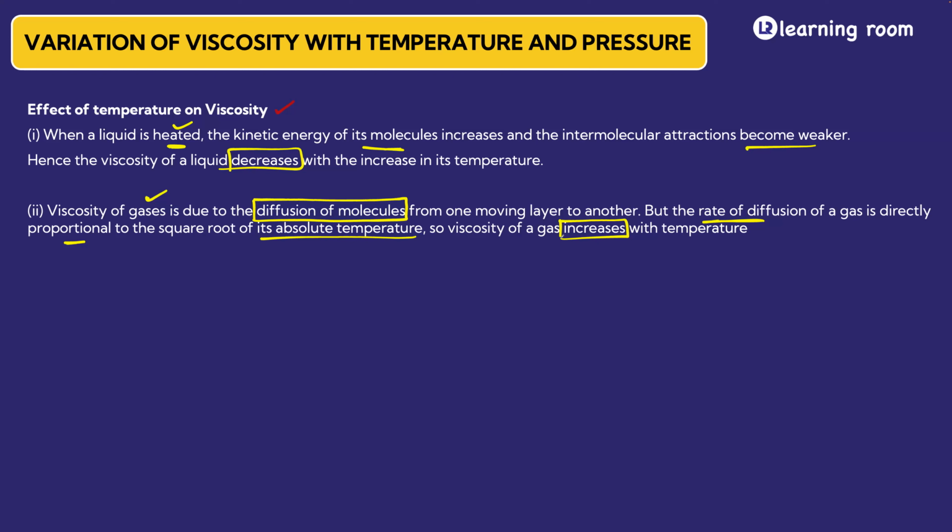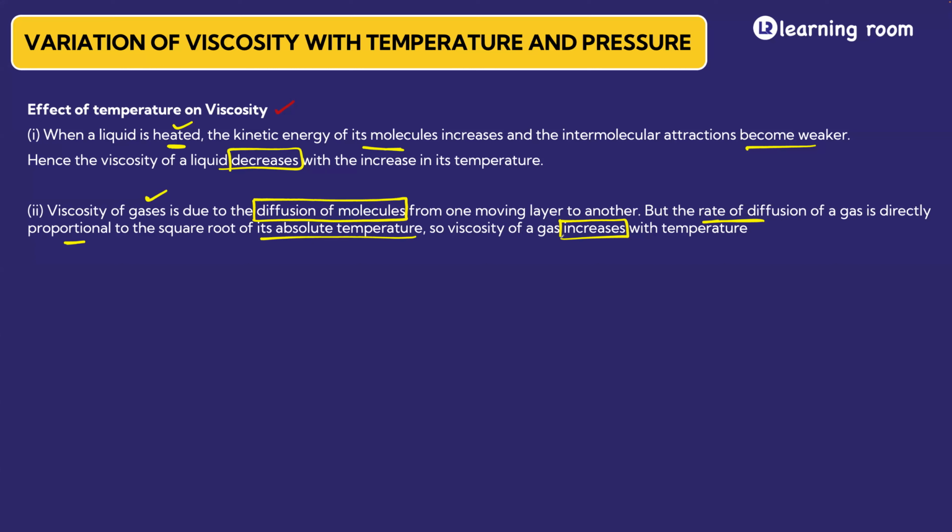The next part, variation of viscosity with temperature and pressure. We saw what is going to happen with respect to temperature. Quick conclusion. What is going to happen to a liquid? When a liquid is heated, the intermolecular attraction is going to become weaker, due to which the viscosity will also decrease with increase in temperature.